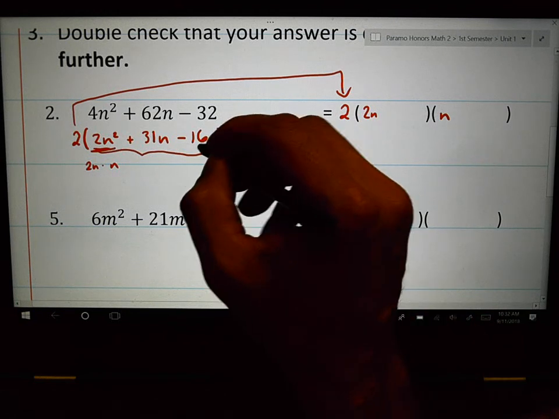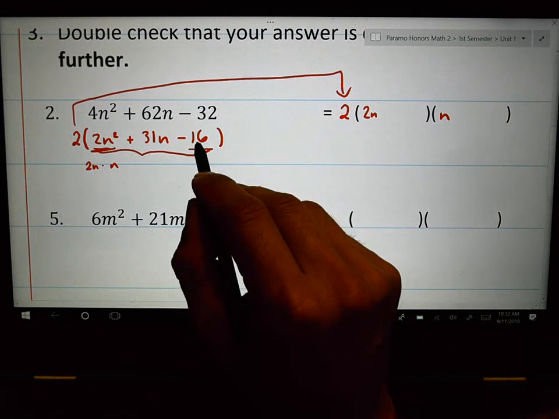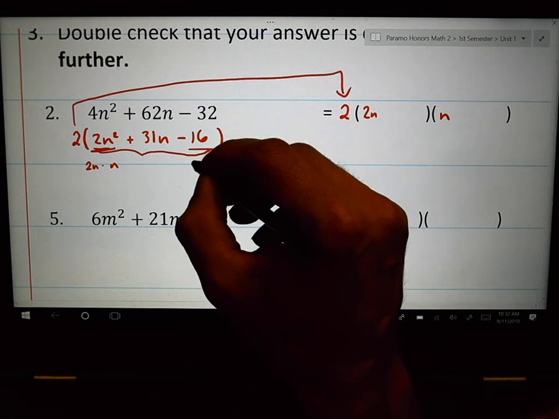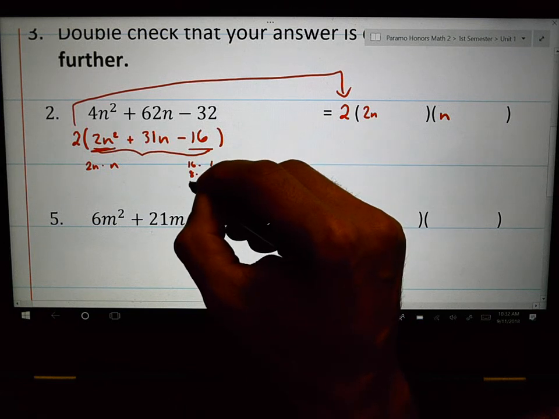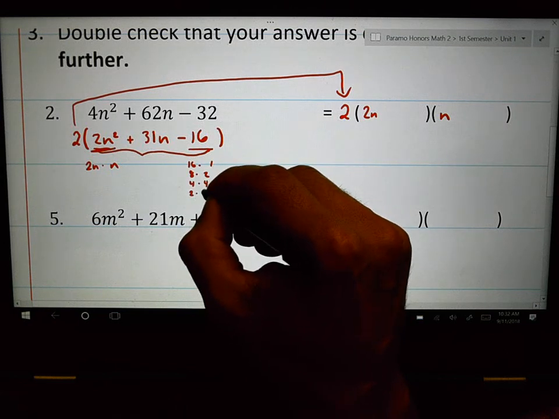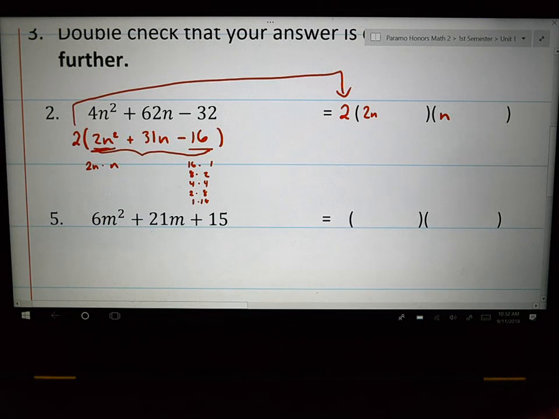16, on the other hand, is going to be a little bit harder because it could be 16 times 1, or 8 times 2, or 4 times 4, or 2 times 8, or 1 times 16. I got all those different possibilities.